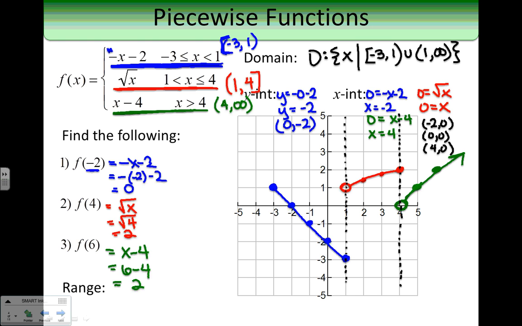All right, let's go ahead and really quick figure out what the range is for this. So our y values. The lowest y value on this graph is negative 3. So it starts at negative 3, keeps going up, and since the graph on the right continues on to infinity, we'll say that the y values also continue on to infinity.